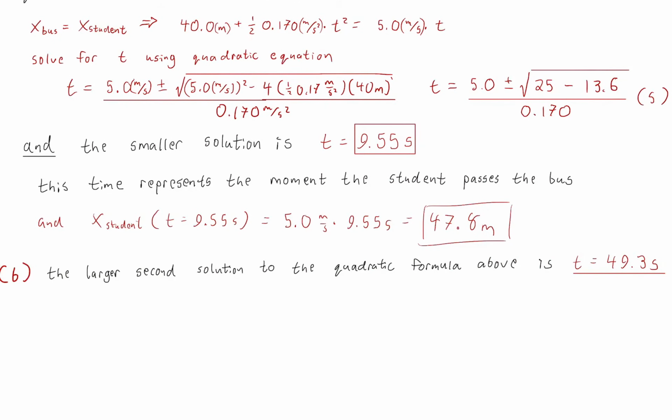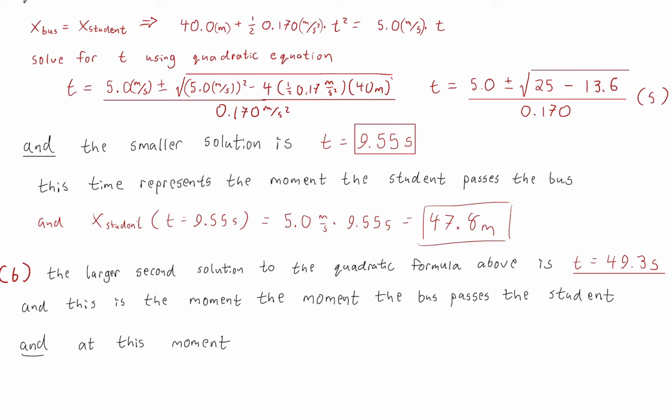So the larger second solution to the quadratic formula is 49.3 seconds. Okay? And this is the moment, okay, the bus passes the student. Because that's the idea that the student would just continue to run for some inexplicable reason. And eventually, though, the bus will, since it's accelerating, get faster and faster and faster, and eventually overtake the student.